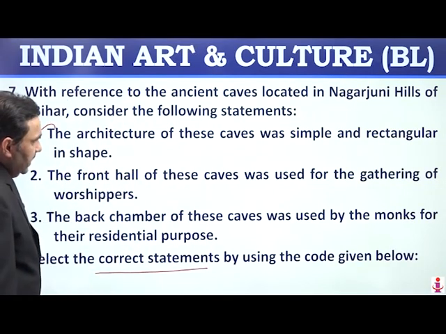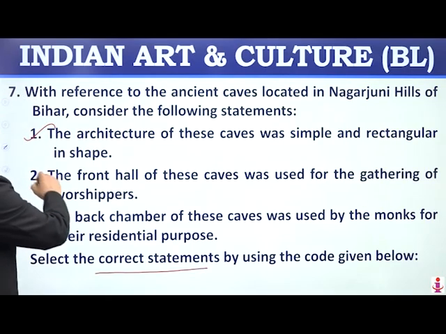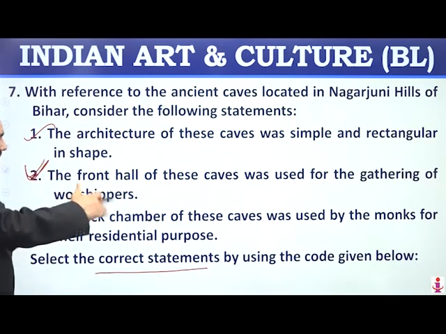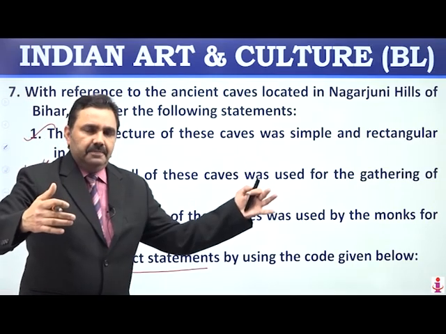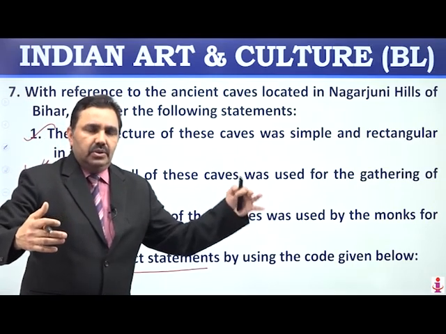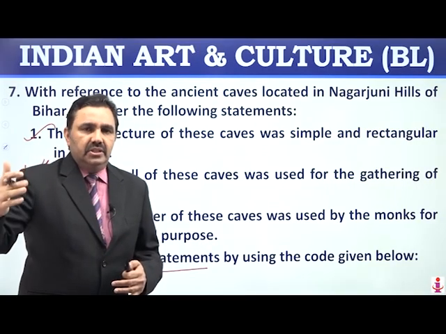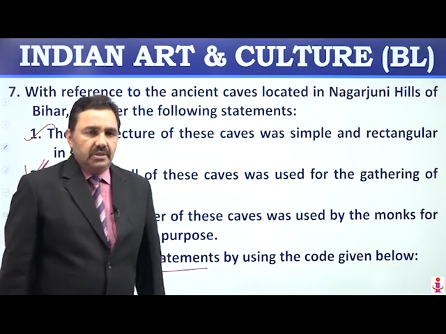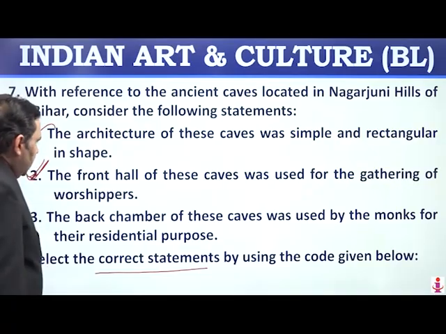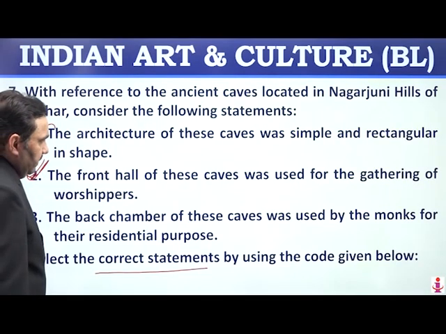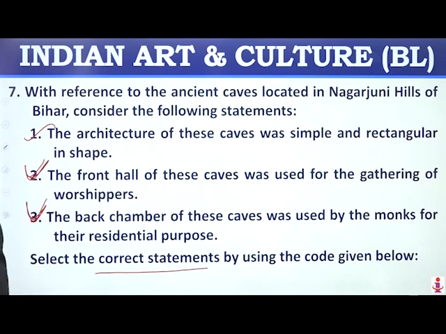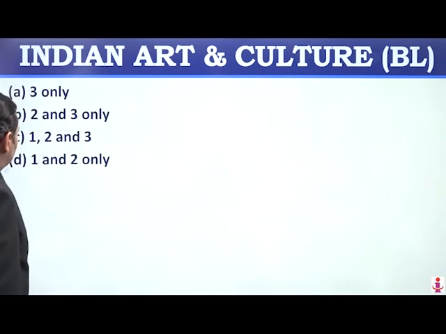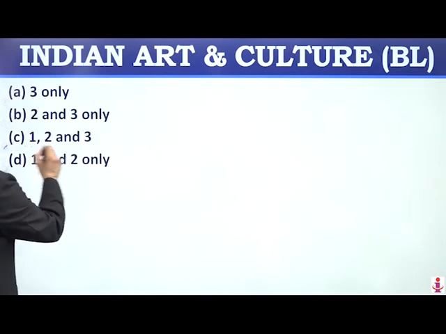The front hall of these caves were used for the gathering of worshippers or devotees. Correct. These used to have generally 2 halls, front half and the back half. The back half or the back hall was used by the monks for their meditation and for their residential purposes. The back chamber of these caves were used by monks for their residential purpose. Perfectly correct. All these 3 statements are correct. Option is 1 to 3, that is C.